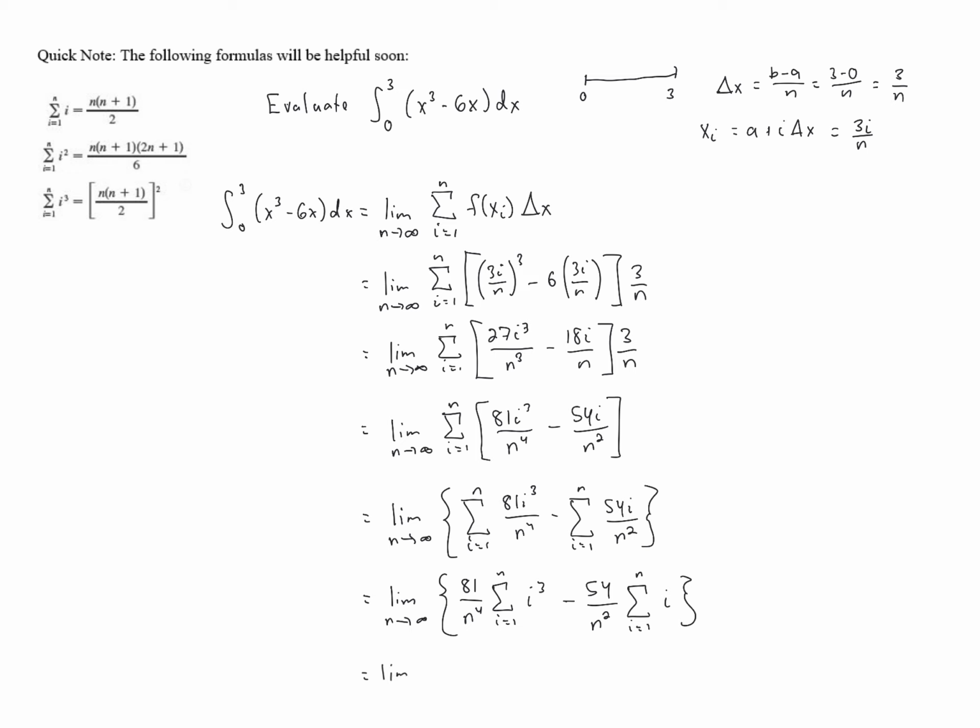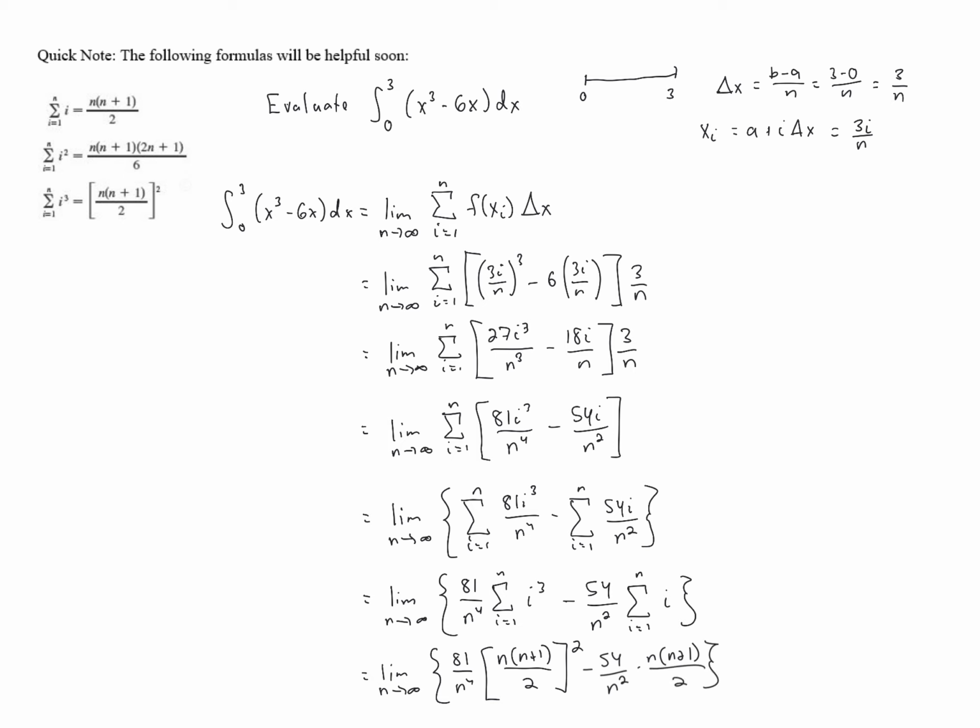So we've got still the limit as n approaches infinity of, but then we're going to have 81 over n to the fourth times n plus 1 over 2 squared. That is the value of this sum. And then we have minus 54 over n squared times the other sum, which is n times n plus 1 over 2.